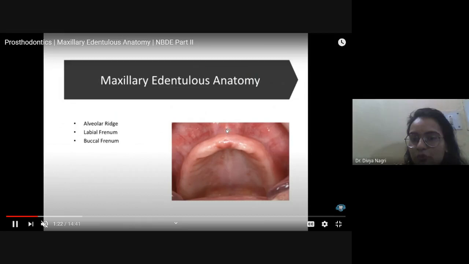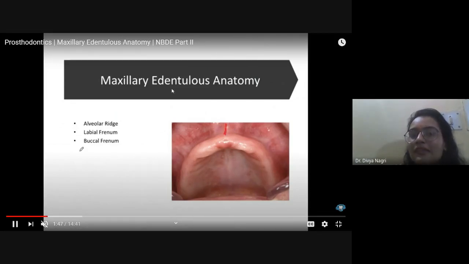This is being shown by the arrow. This is the labial frenum. This structure, which is coinciding with the midline, this red line which is being marked here, is the frenum. Frenum is basically a tissue fold. It is a tissue fold present on the labial side, so it is your labial frenum.